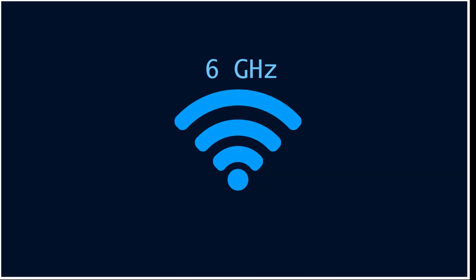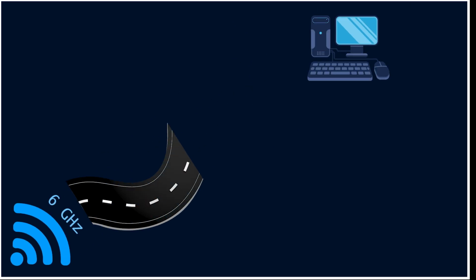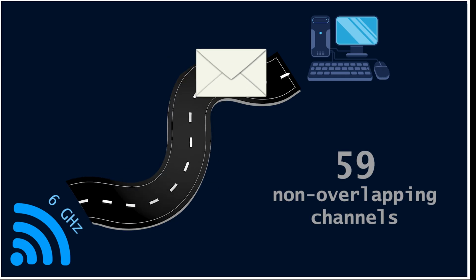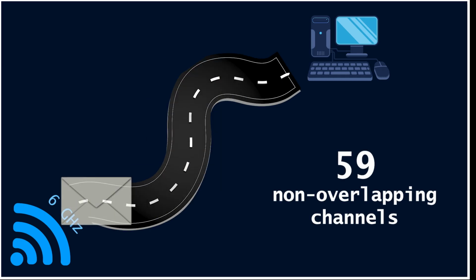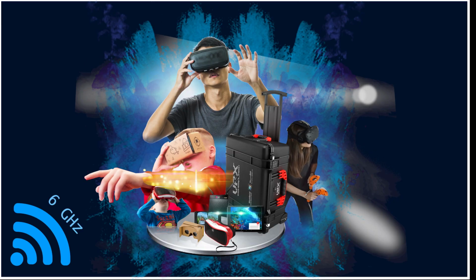And finally, there is 6 GHz, which came with Wi-Fi 6E and Wi-Fi 7. The big advantage here is that it is like having a brand new highway for your devices. It offers tons of clean channels, very little congestion, and extremely fast speeds, which makes it perfect for low latency tasks like gaming, virtual reality, augmented reality, or even high resolution streaming.